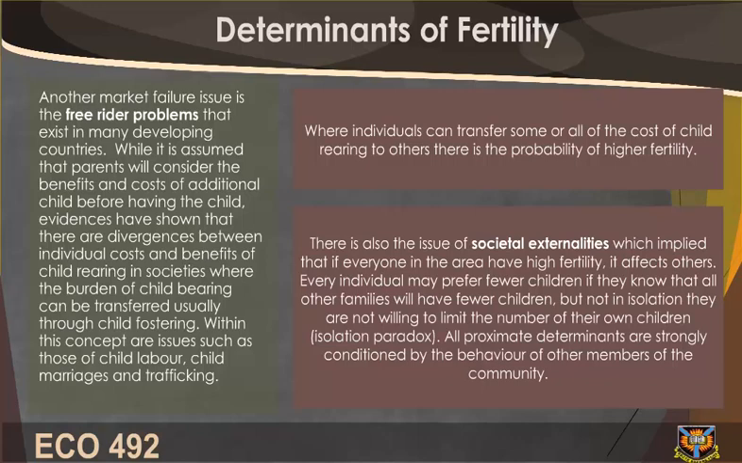Where individuals can transfer some or all of the cost of child rearing to others, there is a probability of high fertility. There is also the issue of societal externalities, which implies that if everyone in the area has high fertility, it affects others. Every individual may prefer fewer children if they know that all other families have fewer children, but not in isolation. They are not willing to limit the number of their children. Isolation paradox. All proximate determinants are strongly conditioned by the behavior of other members of the community.